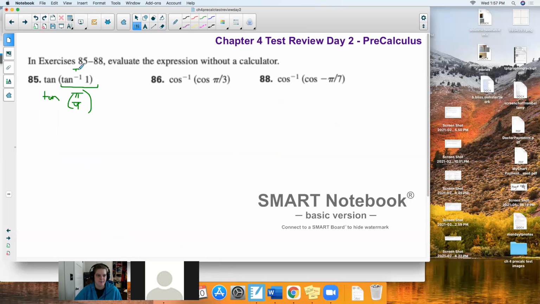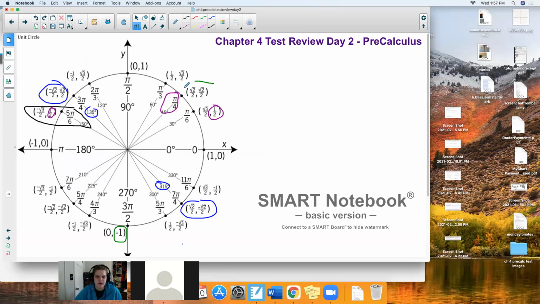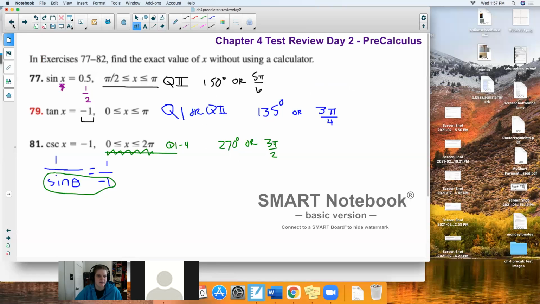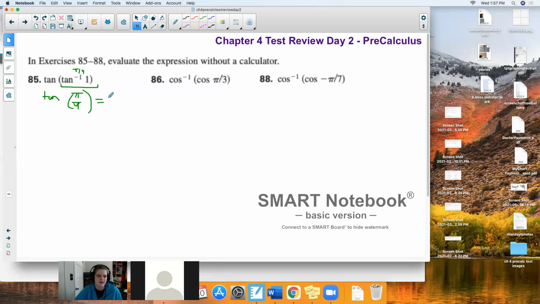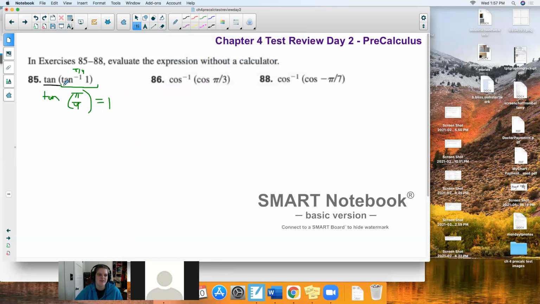So going over to pi over 4, tangent is the y value over the x value, right? Sine over cosine. So that's going to be 1 in this one. So a bunch of stuff to just get back to the number 1. Which honestly, if I had looked at it closer, it totally makes sense because we did the tangent of the tangent inverse, so they should cancel each other. So 1 is our answer.